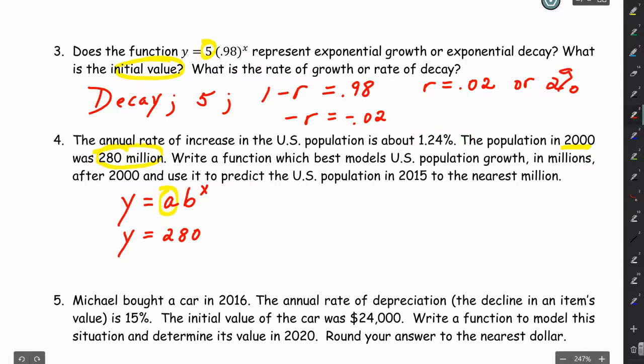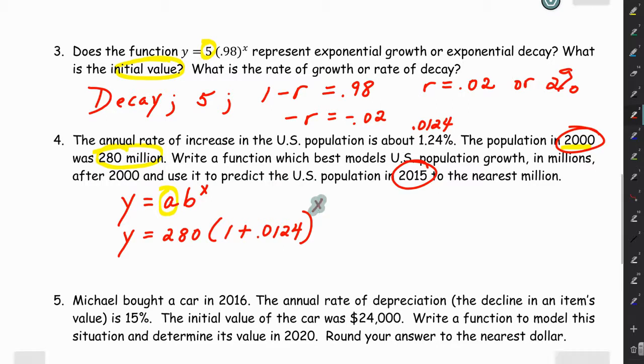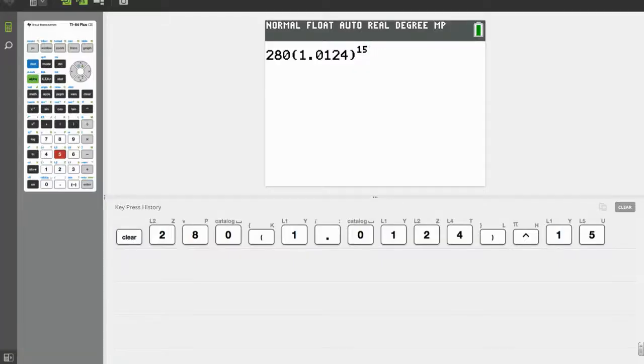So to find b, we would do 1 plus, and we have to convert that percent to a decimal, so that's 0.0124. So 1 plus 0.0124 raised to the value, whatever the time will be in this case. Now, the initial year was 2000, and now we want to predict for 2015, so we're going to replace x with 15. We'll put that in our calculator and see what we get. And if we round that to the nearest million, we get 337 million people.